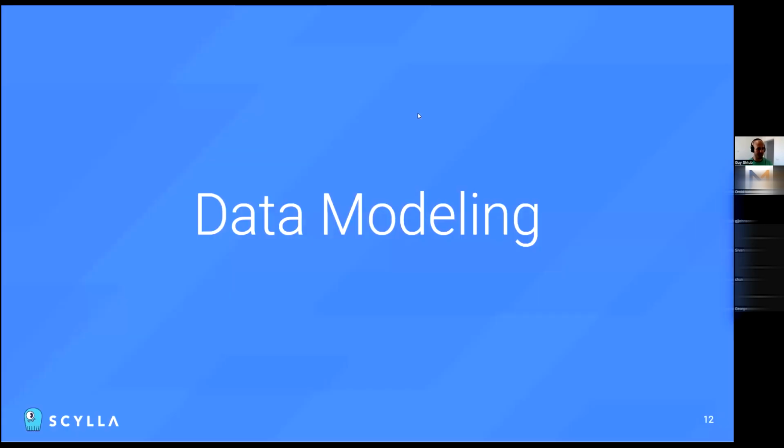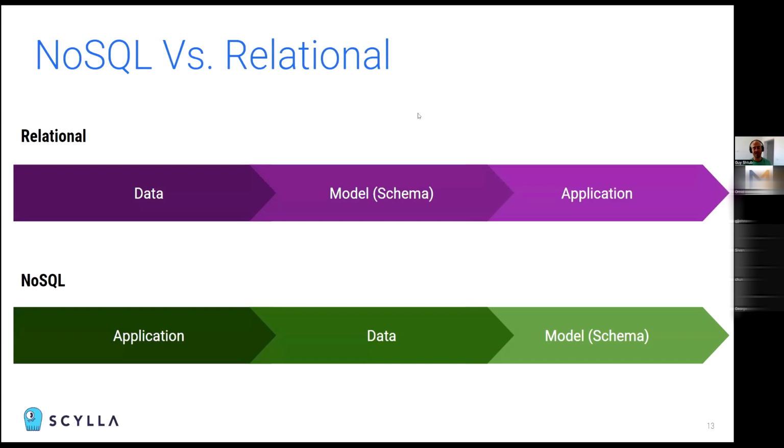Okay, and that brings me to the main topic for today, which is data modeling. As I mentioned, the things that I will be talking about today are relevant for ScyllaDB, but also exactly as they are for Apache Cassandra, which is a very popular NoSQL database, also for DynamoDB and other databases in this area. So let me start by comparing data modeling in NoSQL databases to relational databases.